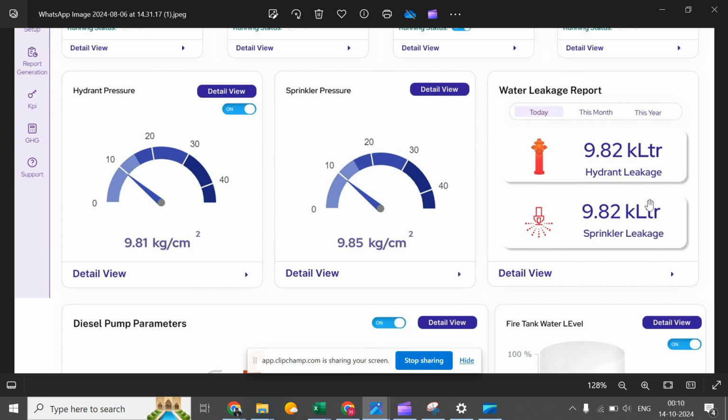Then the water leakage report. This is a very interesting feature. We have a dedicated on off time sensor for all the jockey pumps. This is actually a derived parameter. Our system detects the on and off time of the jockey pump and accordingly derives the equivalent flow. So the leakage quantity comes from that logic, which is backend logic.